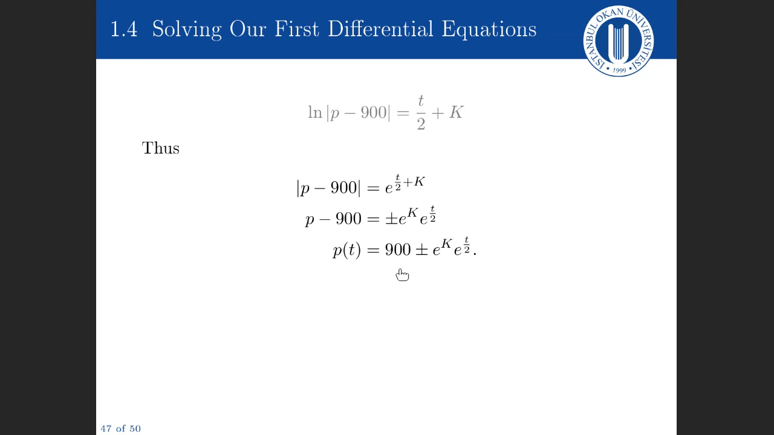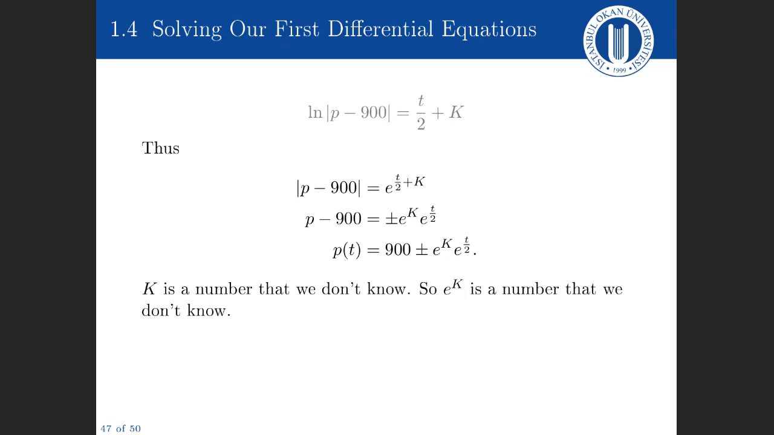We're not quite finished. We can simplify this a little bit. What is k? K is a constant. K is a number that we don't know yet. Just some number. So e to the power k is a number that we don't know. Like a positive number, but still it's a number that we don't know. It's just some number. So plus or minus e to the power k is a number that we don't know. Some number, any number.